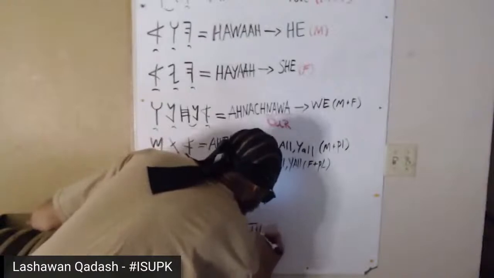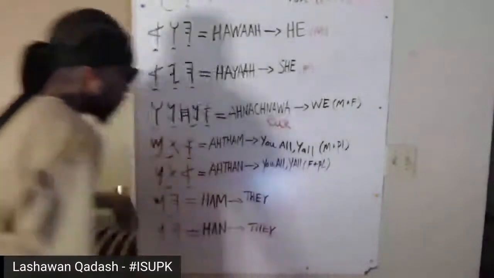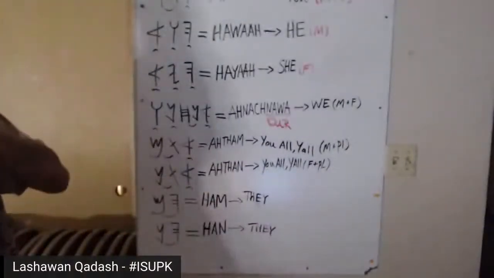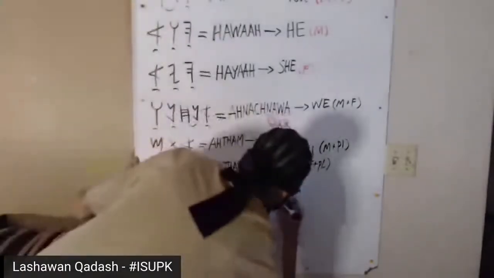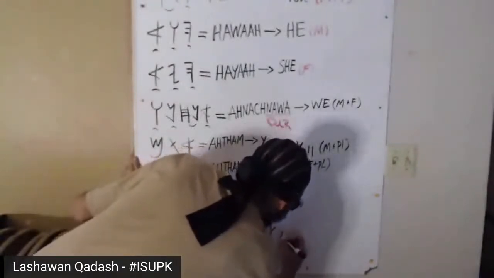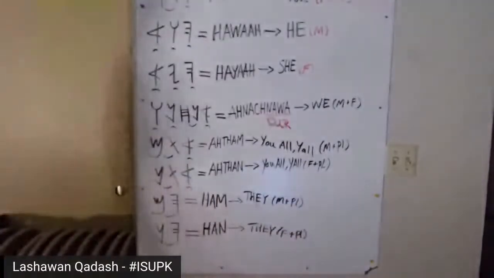So it both means they, right? Why does it both mean they? It's because one is masculine and plural, the other one is feminine and plural. Boom. Okay? That should be easy enough to understand.